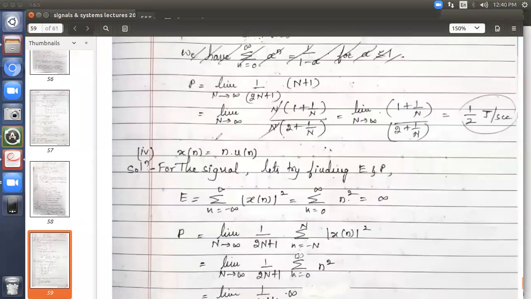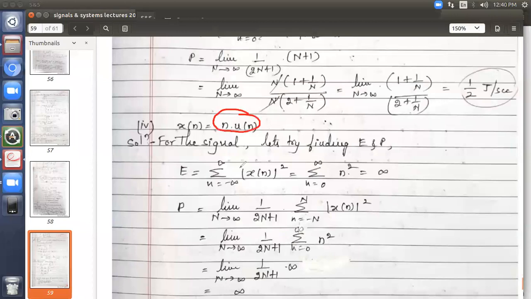Similarly, if you check the fourth problem, it is n into u of n. Just by looking at the question, I may not know what value of n it should be. So I will calculate both energy and power. Let's see, because I cannot decide here whether it is periodic or not. It is generally n, and even the limit is not given to you. Only u of n is periodic. n into u of n, I don't know. So let's try calculating both.